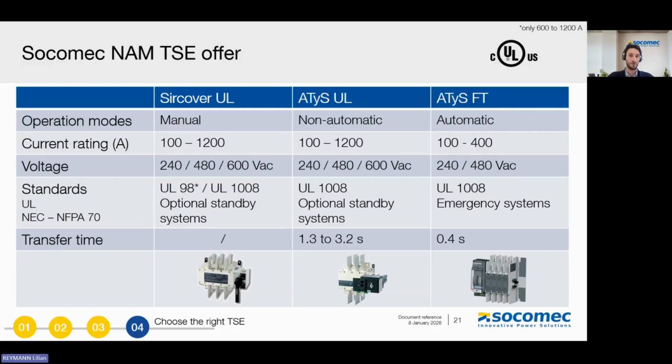We cover the 3 operation modes, which means manual, non-automatic, and automatic. The current rating, I won't go through it. It's easy to understand. Different voltage configuration. What we need to know is about the standards. All of our products are rated as UL 1008, and the Circover UL also meets UL 98 as a changeover switch only for 600 to 1200 amps.